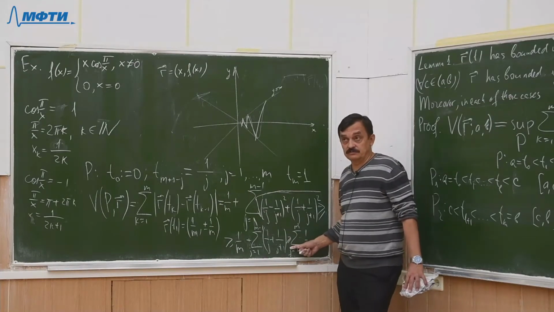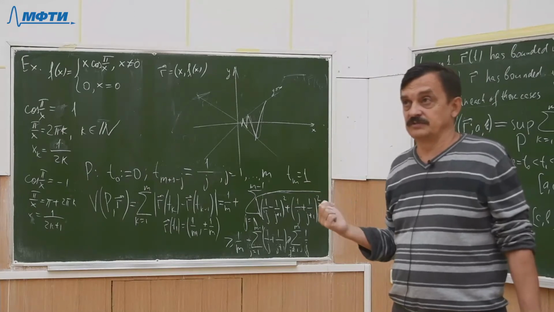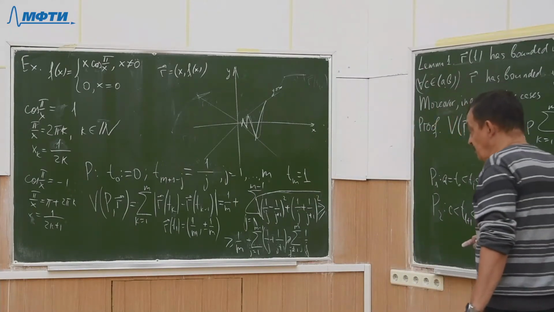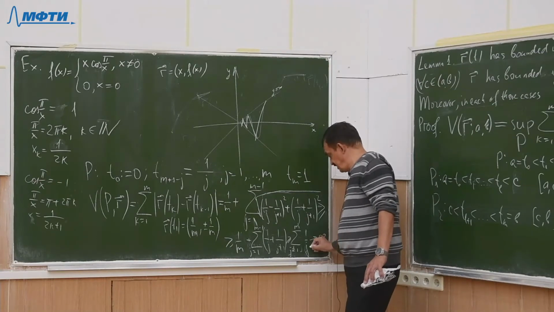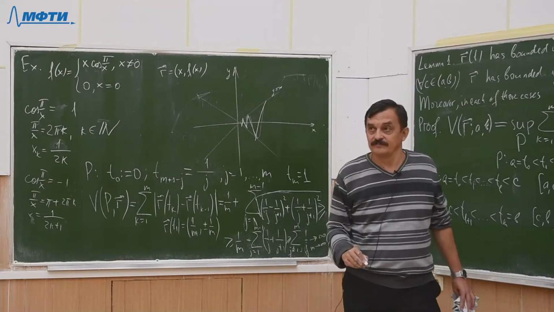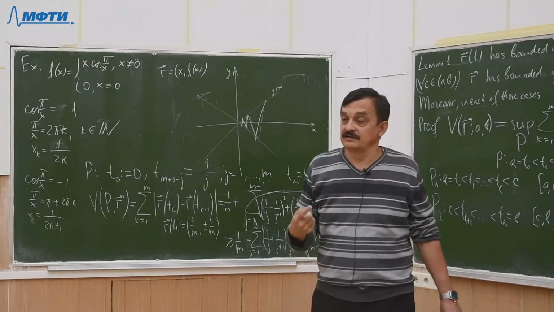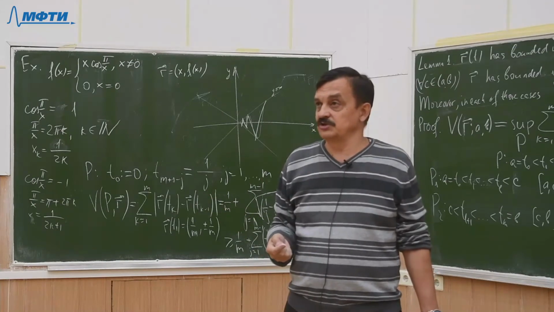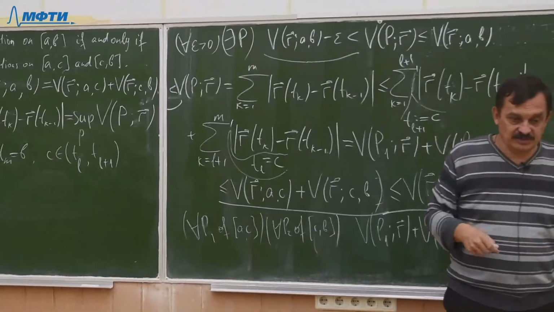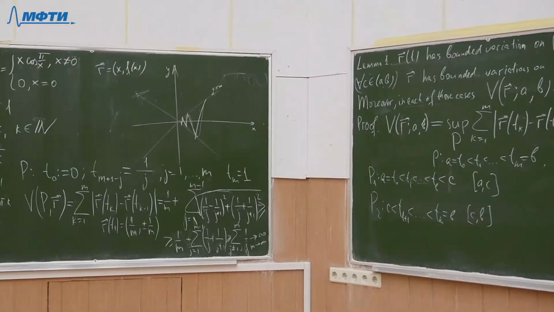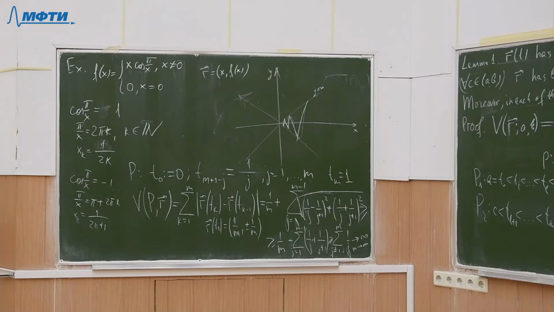But I have greater or equal, so I forget about two equal terms. It will be smaller, right, if I forget about two. But we know that this series diverges, right? This tends to infinity as m tends to infinity. And what does it mean? The length of this inscribed polygonal line tends to infinity. It's a little bit surprising, but that is the case. So the function has unbounded variation, and the curve is not rectifiable. That is a non-trivial example of a non-rectifiable curve.